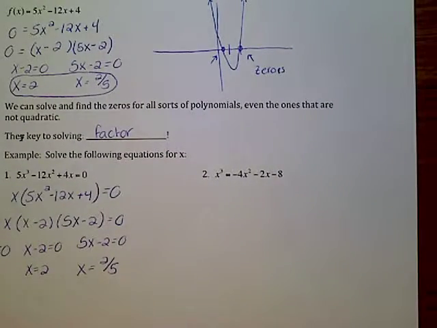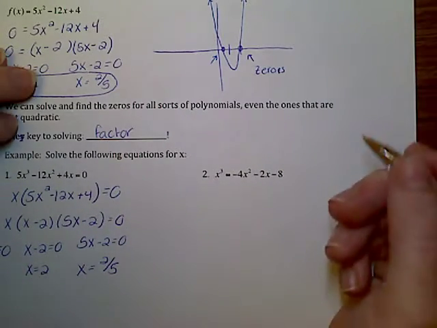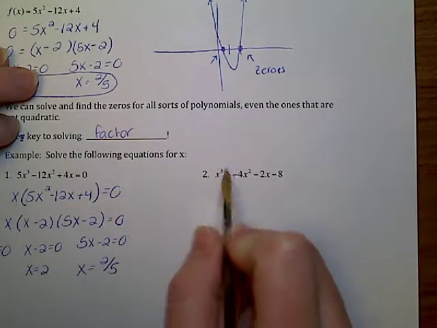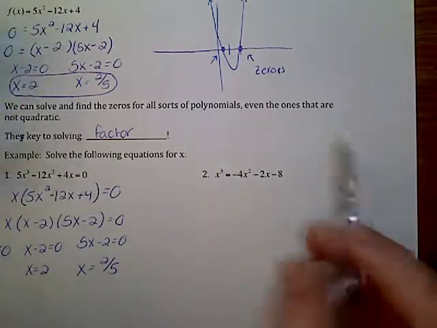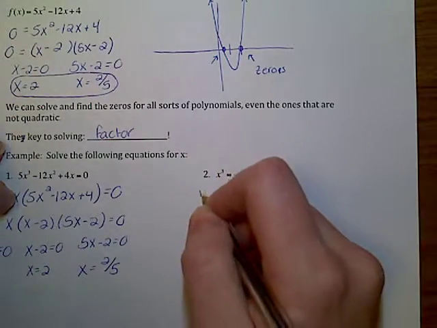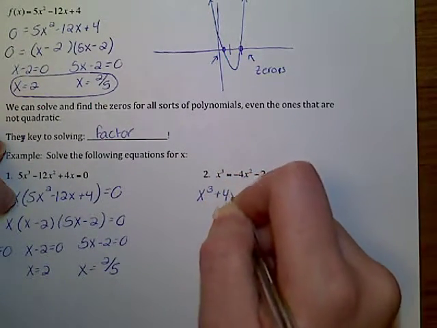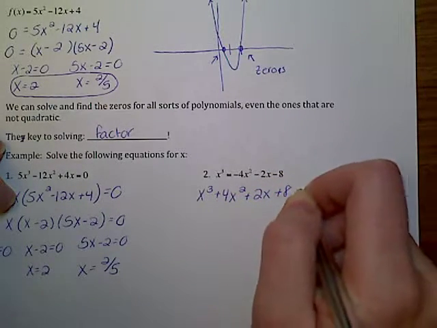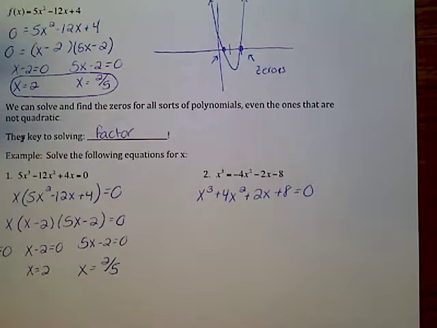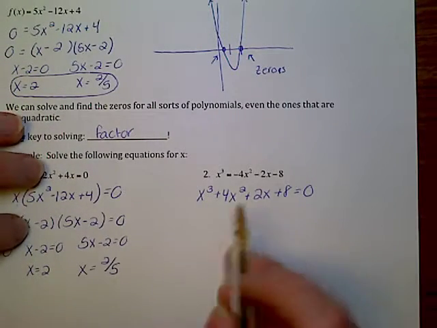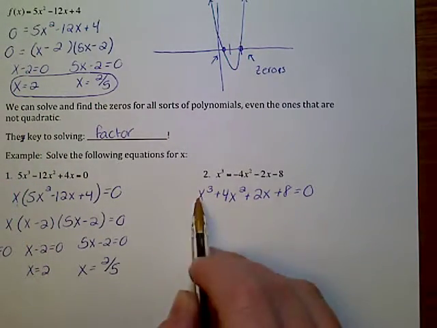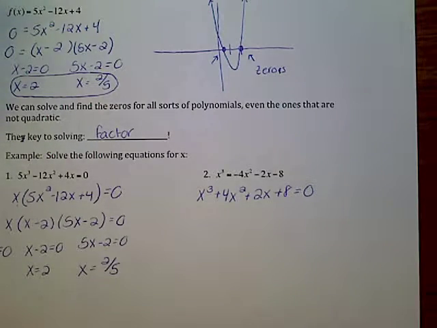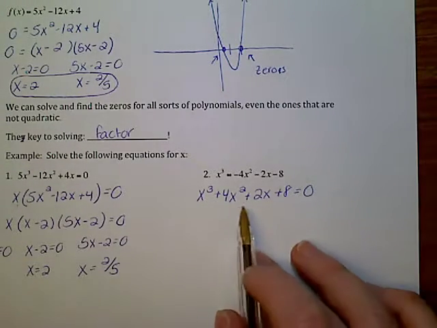On number 2 here. This one's a little different because we don't have 0 on one side, but that's the first thing I'm going to do. And I like to keep the biggest term, or the term with the biggest exponent positive. So I'm actually going to add the 4x squared over, add the 2x over, add the 8 over, and put the 0 on the right side. Although you don't have to do it that way. Now taking a look at this guy, he's also cubic, but he has 4 terms, and there is no GCF.